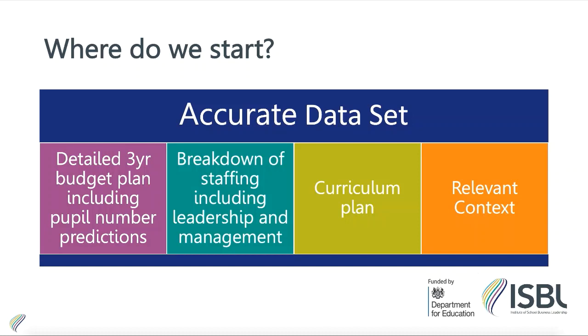The next piece of data that is required is a breakdown of staffing, including leadership and management. For example, categories of staffing such as admin, premises, or support assistants. You also need to know the number of full-time equivalents in your organisation for both teaching and non-teaching. You need to know your leadership structure and determine which staff are leadership and which staff are management. You will also need to know your TLR costs. Now, most good budget management pieces of software enable this type of information to be extracted with ease.